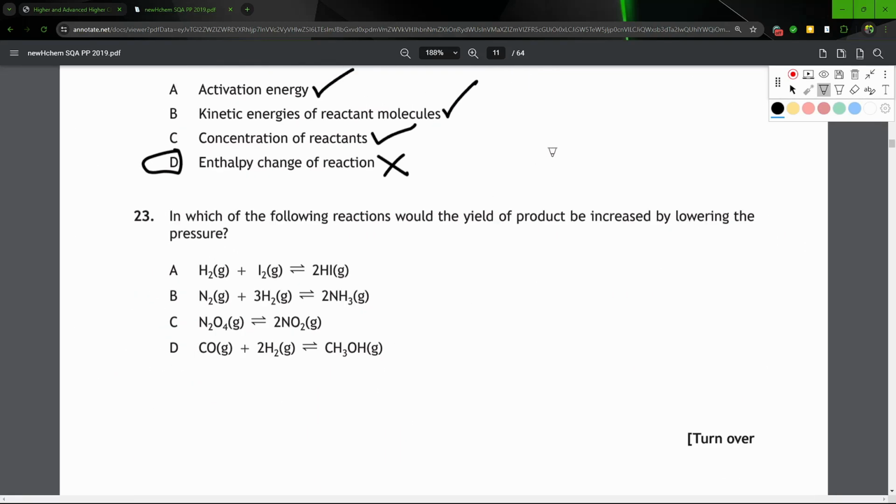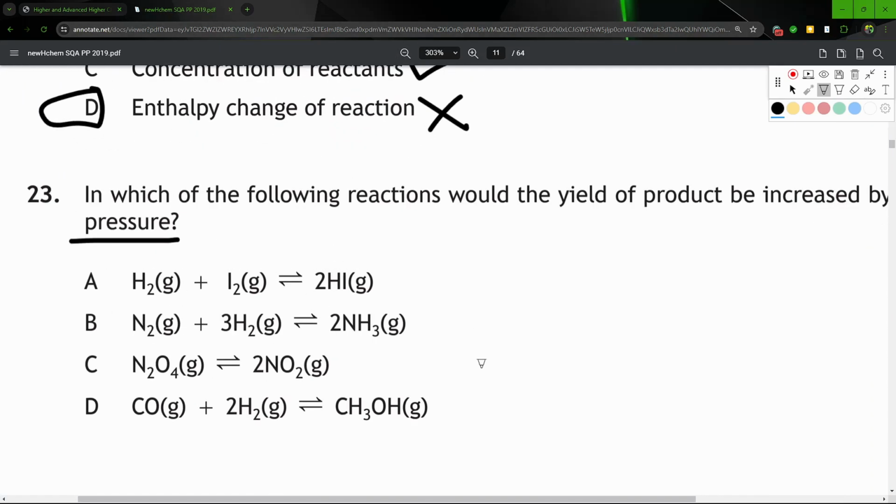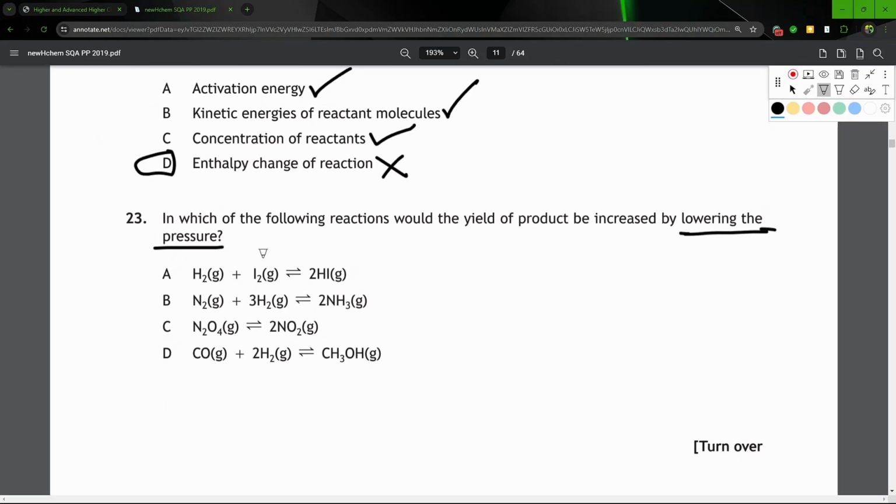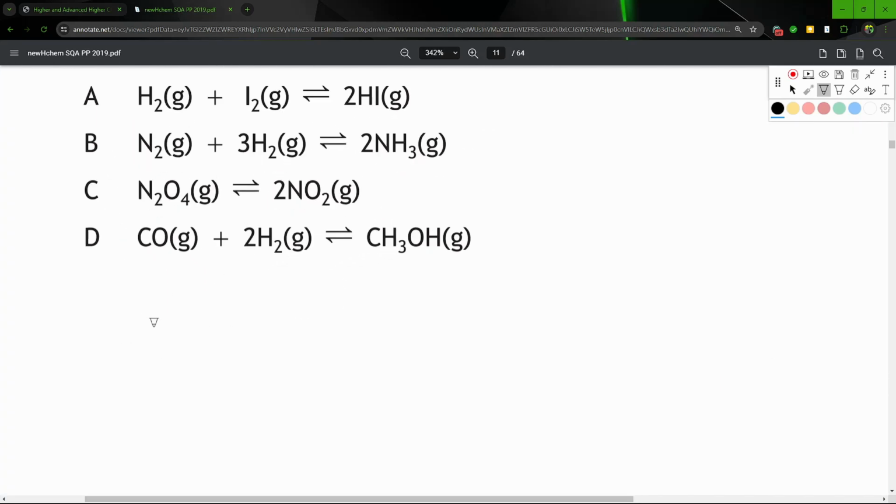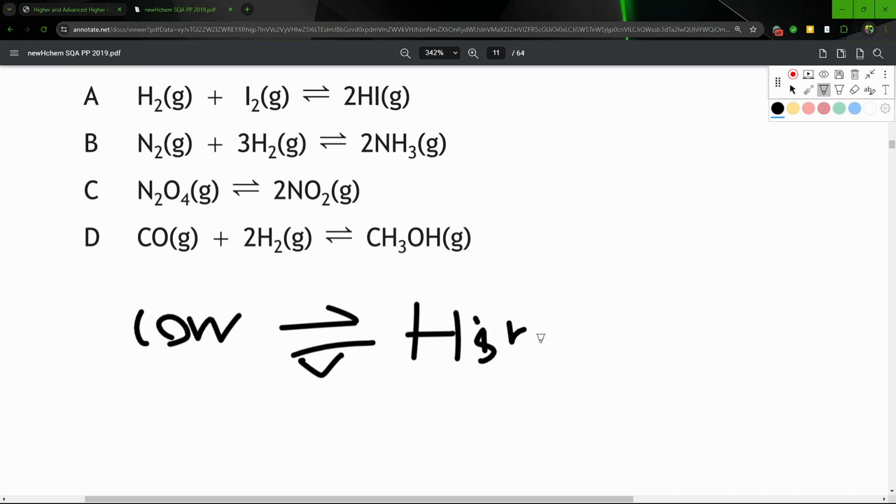In which of the following reactions would the yield of product be increased by lowering the pressure? So when you lower the pressure, remember, the system will shift the equilibrium to try and fix the change, and it will do so by producing more moles of gas. In essence, we need to find an equation where we want the yield of product, so all these on the right side are products, and we want a system with a low number of moles of reactant that get turned into a higher number of moles of product.